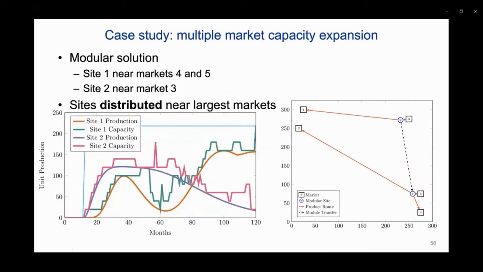Now, in the case where we have the possibility of modular design, we actually end up here with, as you can see, two circles with two modular plants. But what's interesting here is that adding the modules actually allows you to track more closely the changes in the demand.